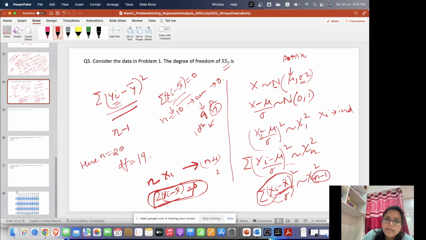If we simplify this one, this is nx bar minus nx bar. This will always be 0, right? So this thing has a degree of freedom of n minus 1. So in this case, our yi, which also follows normal with some mean, and this is the sample mean, also has n minus 1 degrees of freedom.